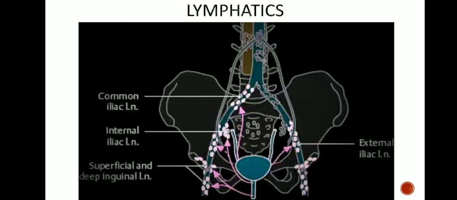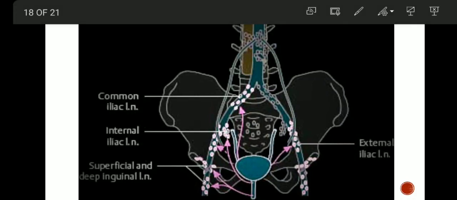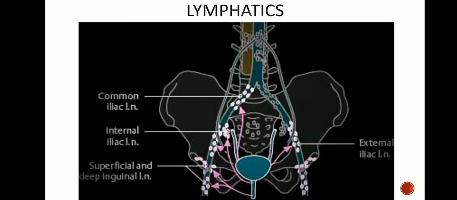Now moving on to the lymphatic drainage, the lymphatics from the bladder mainly drain into the external iliac lymph nodes. As you could see, these are the external iliac lymph nodes. But some of the lymphatic vessels also drain into the internal iliac lymph nodes, including the lymph nodes of the obturator fossa. As you could see, these are the internal iliac lymph nodes and these are the external iliac lymph nodes. Moving on to the developmental anatomy of the urinary bladder.